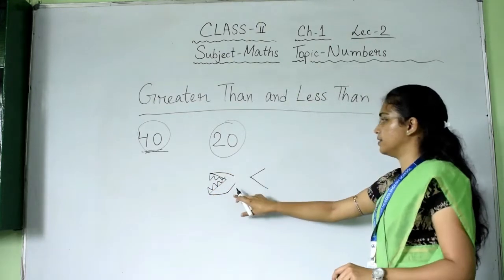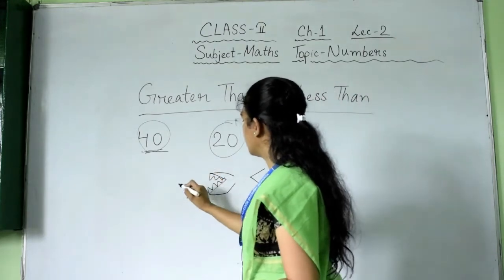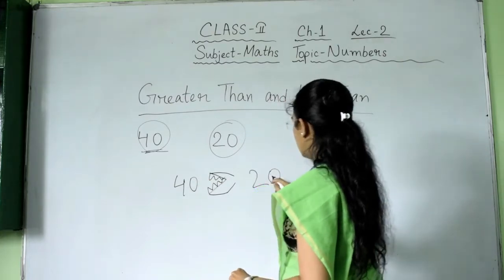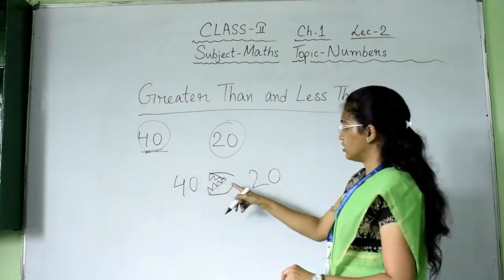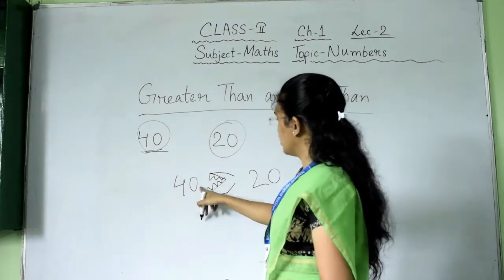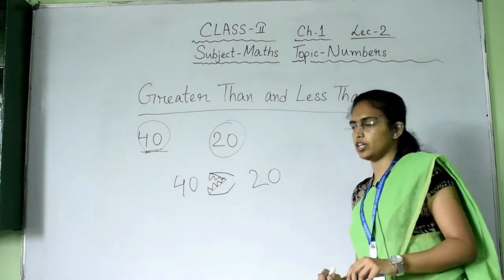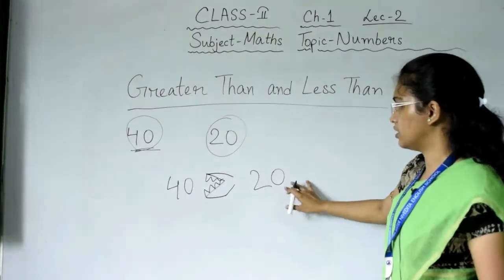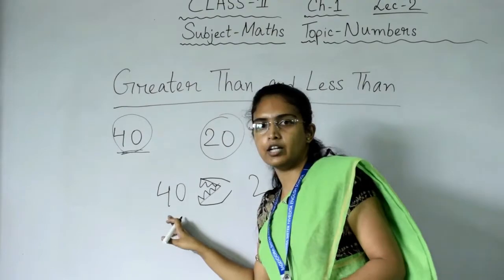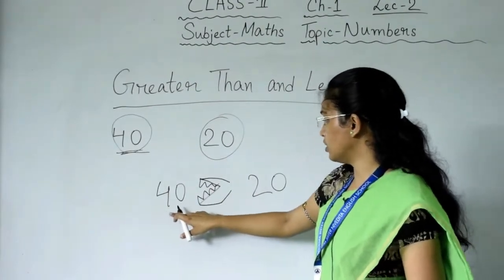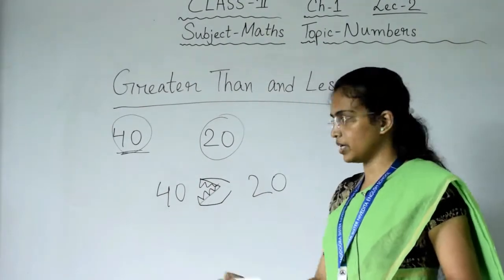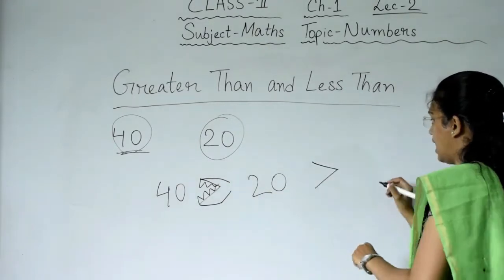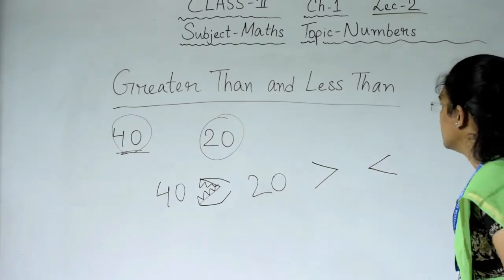What will happen if he sees a bigger number like 40 and 20? Which one is bigger? 40 is bigger. So the crocodile is going to eat the number 40. This one is the smaller number, so he is not interested in the smaller number. He wants to eat the bigger number, so he is rushing towards the biggest number. So this sign is greater than, and this one is less than.